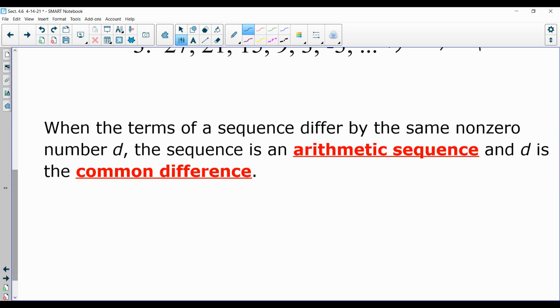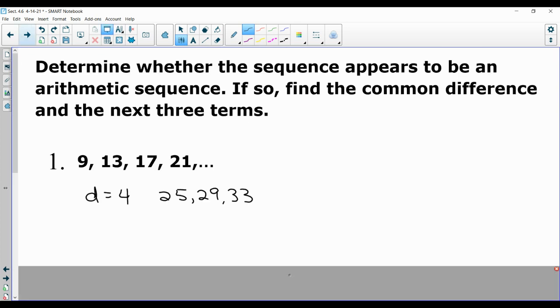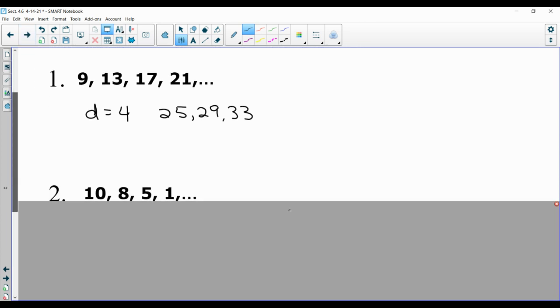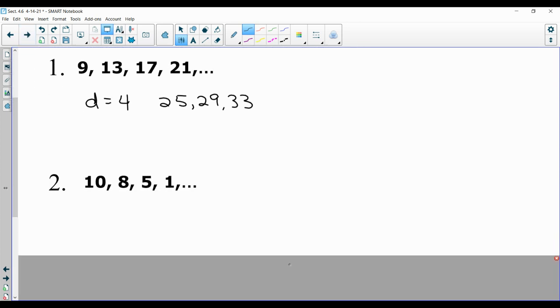Okay, got that? We good? All right, so that first one, we said it's arithmetic. We said D was 4. The second one, I think this was already written there, right? So 10, 8, 5, 1. Is that arithmetic? No, because it goes down by, there's a pattern, but it's not the same pattern. So this is not arithmetic. That's all you would say.